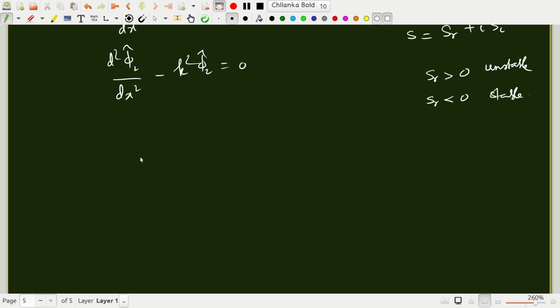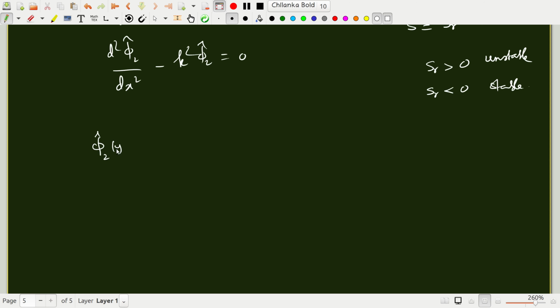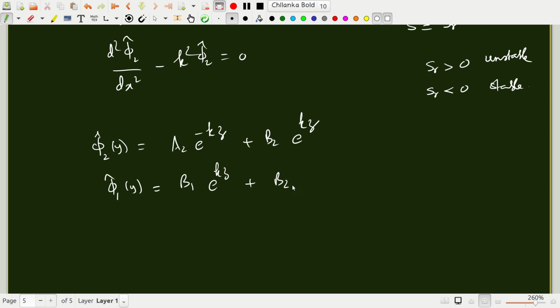If you solve this, you will get phi 2 cap of z is a2 e to the minus kz plus b2 e to the plus kz, and phi 1 cap of z is b1 e to the kz plus a1 e to the minus kz. Now, as z goes to infinity, things should decay for the top fluid. So b2 has to be 0, otherwise things will exponentially blow up. Likewise, I'm sorry, this is a1, b1.